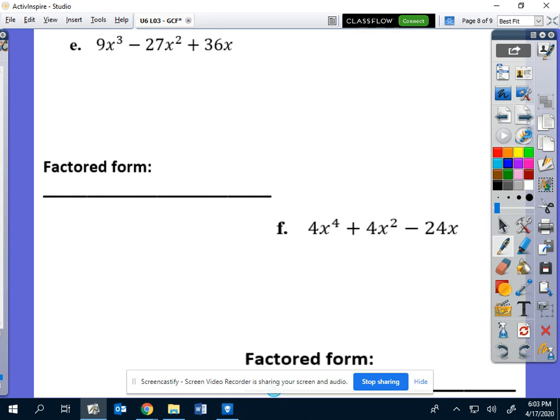We really want to make sure that we feel good when it comes to identifying the GCF and then dividing that GCF out. That's our goal for today. Keep working hard.